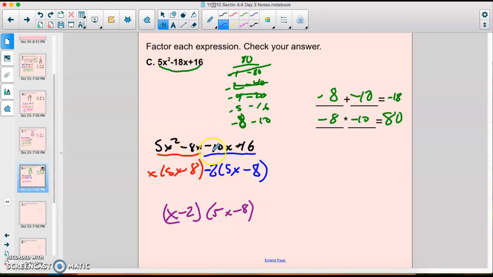If some people switch these around, that's okay. You're going to get the same answer in the long run. What you take out will be different, but you're still going to end up with these two terms. So if you had 5x squared minus 10x minus 8x, you're still going to get the same answer that I did. The middle steps might be a little different.